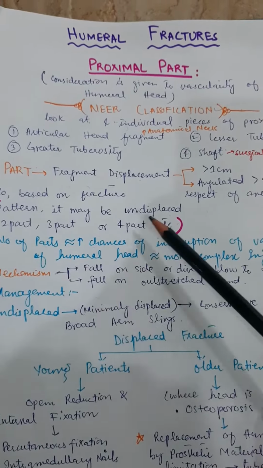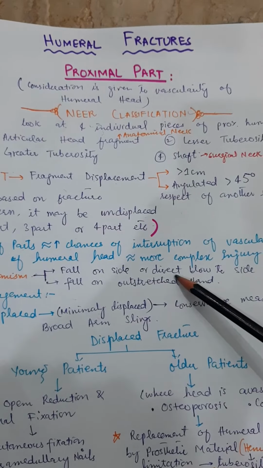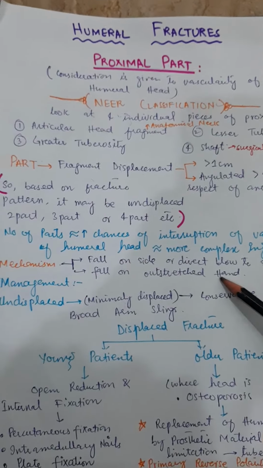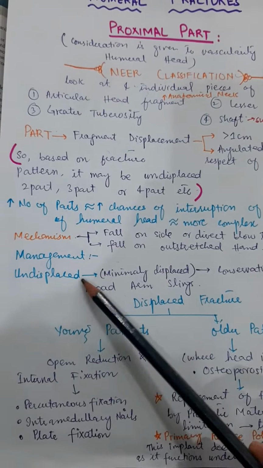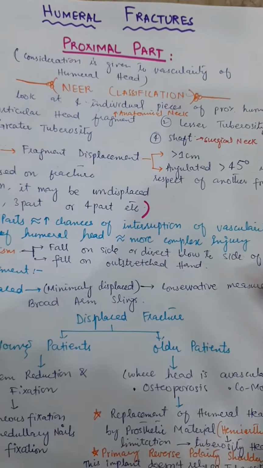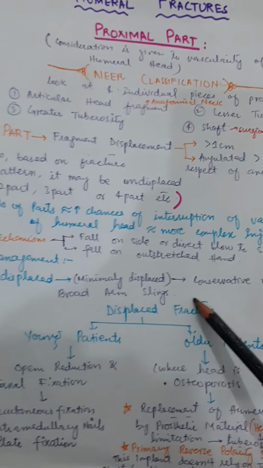Mechanism: the fracture of the proximal part of the humerus occurs through a fall on the side or direct blow to the side or fall on the outstretched hand. Management: in undisplaced or minimally displaced fractures, conservative measures are performed and a broad arm sling is applied.